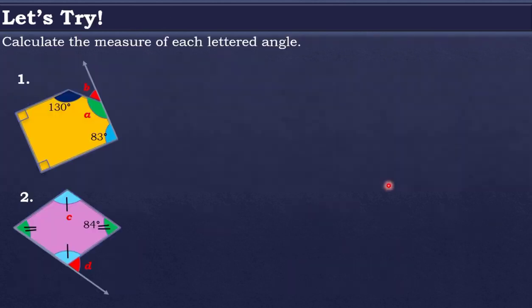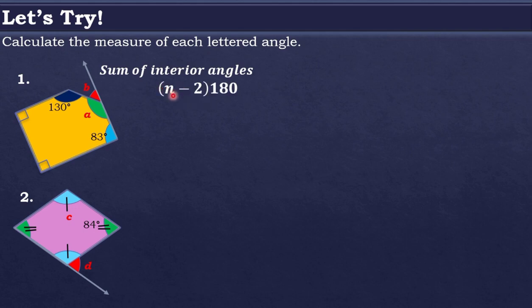Let's try. So, calculate the measure of each lettered angle. So, ang pinapahanap sa atin ay si A at si B. So, paano natin kukunin? So, dapat alam mo muna yung sum. So, nabanggit ko to kanina. So, paano kukunin ang sum ng interior angles? We will use this formula. So, what is your n? Bilangin mo yung sides. 1, 2, 3, 4, 5. This is a pentagon. Irregular nga lang.